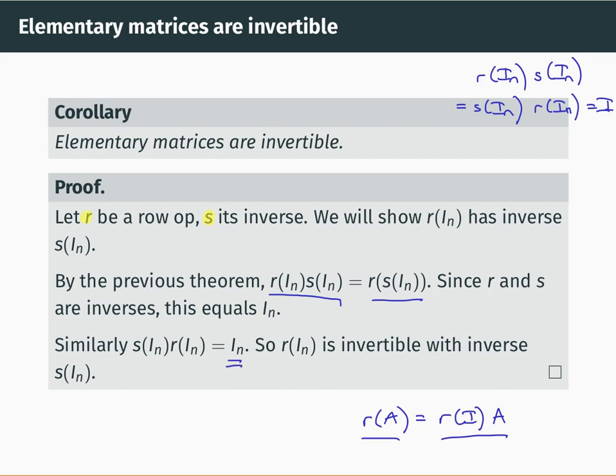And then what we know then is that R of I_n times S of I_n and S of I_n times R of I_n are both equal to the identity, so they're inverses of one another, and that means in particular that R of I_n is invertible and its inverse is S of I_n.